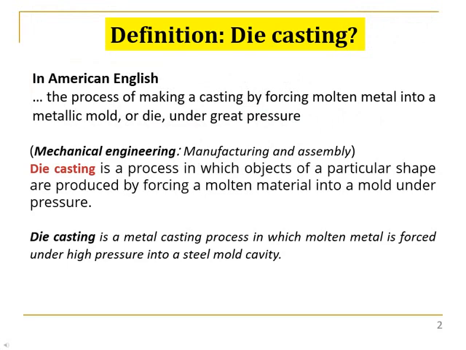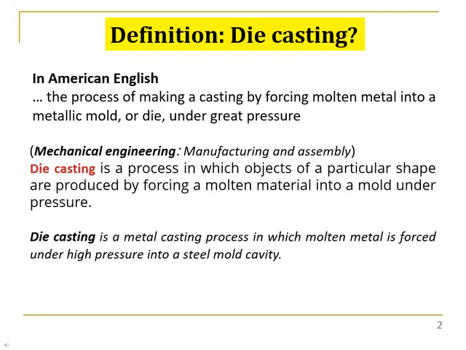What is die casting? The die casting process is a name given to metal casting processes that utilize metal molds or dies. However, an American definition says that die casting is the process of making a casting by forcing molten metal into a metallic mold, or die, under great pressure. In mechanical engineering, manufacturing and assembly, die casting is defined as a process in which objects of a particular shape are produced by forcing a molten material into a mold under pressure.